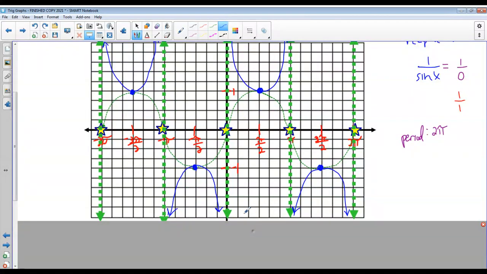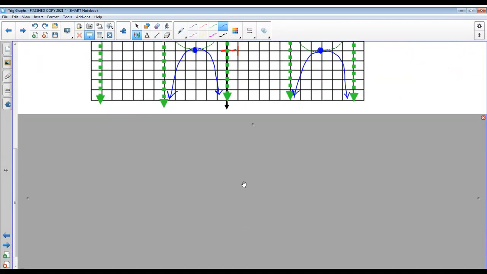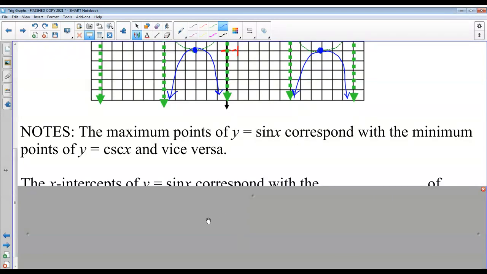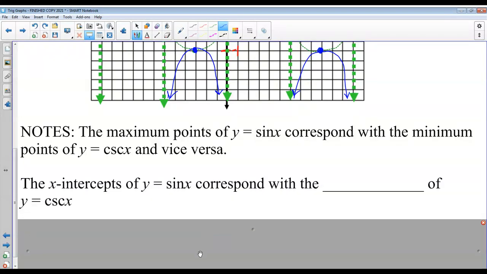In next class, we're going to be doing all the same transformations that we've been doing, just using these reciprocal functions. So 2 important notes: the maximum points of sine x correspond with the minimum points of cosecant and vice versa. And as I mentioned above, the x-intercepts of y equals sine x correspond with the asymptotes of the cosecant function.